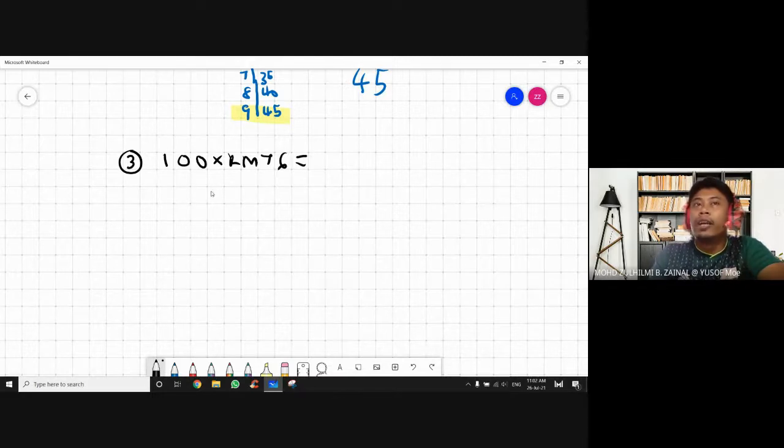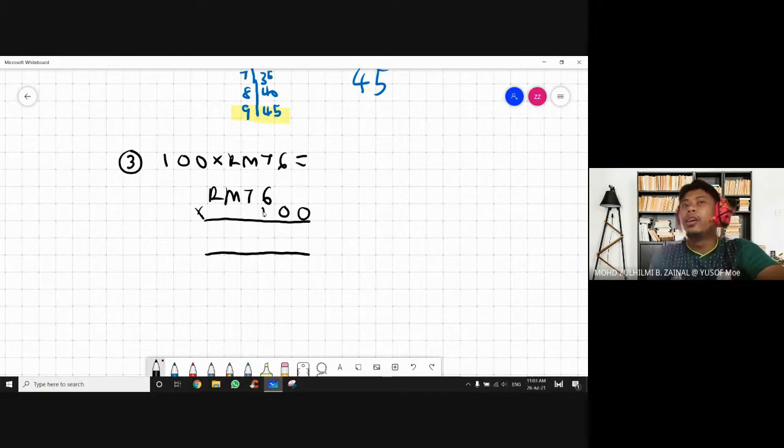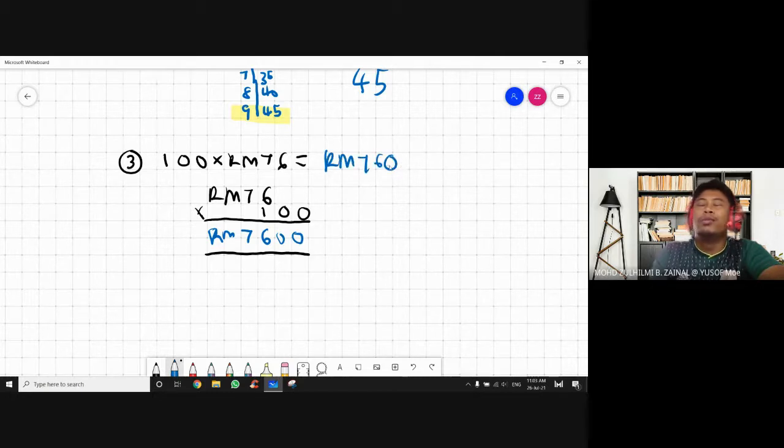76. Remember the teacher has taught this before. If you get a question like this, you can do the 100 like this. You can simply write the answer like this. So 100, 0, 0, you bring down 0, 0. So 6 times 1 is 6. 7 times 1 is 7. Then your answer should be RM7,600. The method is the same.